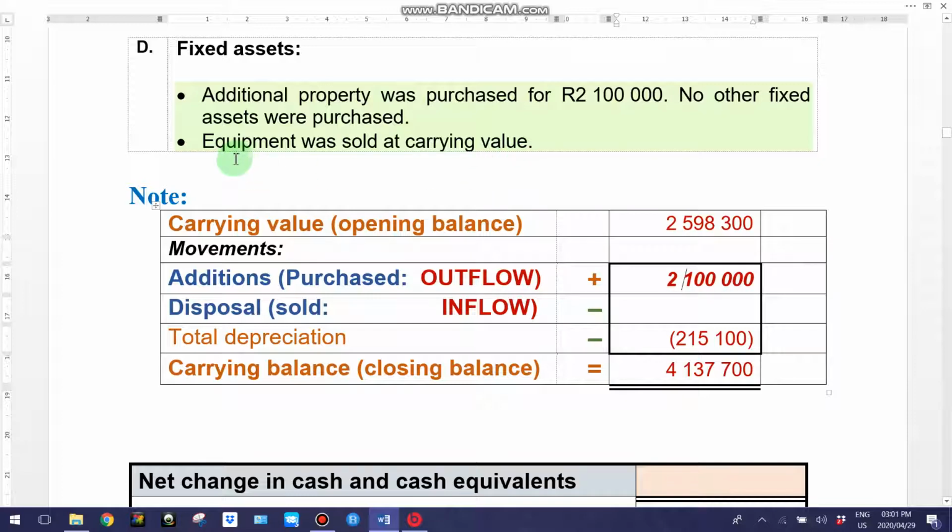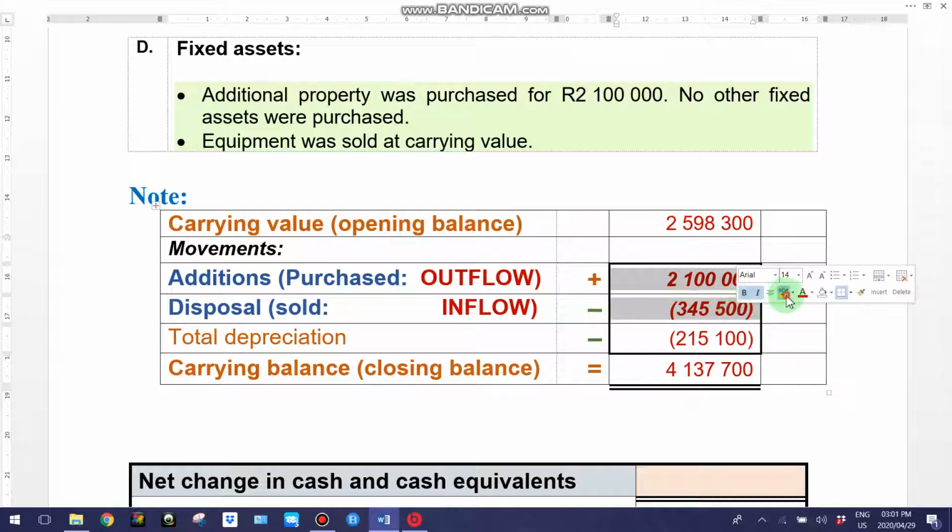And then they are saying equipment was sold at carrying value. No amount given. If no amount is given, no problem. I'm going to use this here to calculate it. So clearly, what am I going to do now? I can work backwards up this way. Remember, when you're working backwards, you change the sign: plus, plus, minus, and you get this answer there. Or you work down, plus that, minus that, and you get this answer there. So this here is actually a balancing figure. This amount will be the amount that you will need for your cash flow statement.